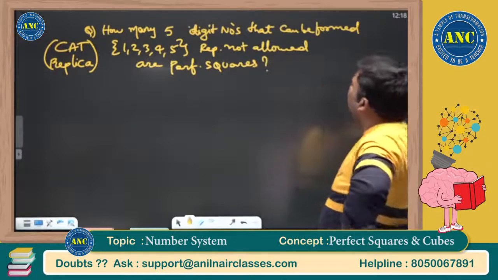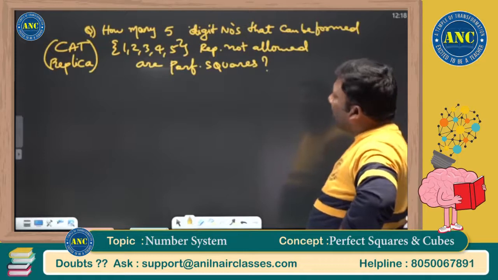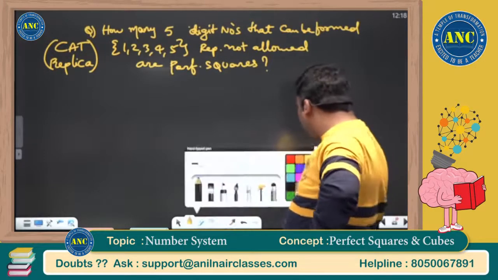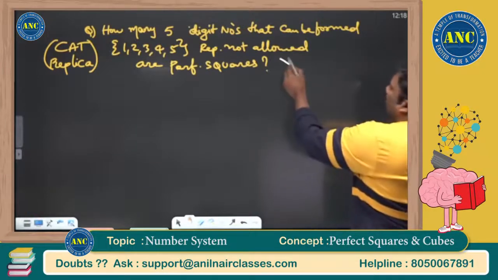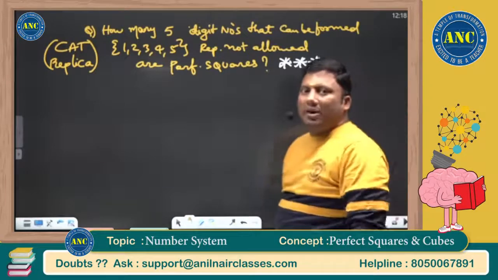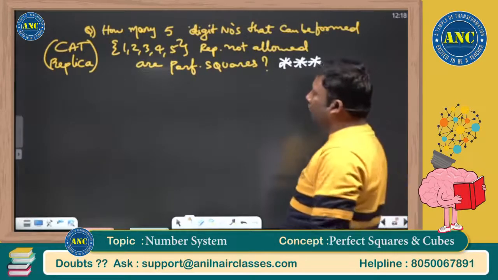How many 5-digit numbers can be formed using the digits 1, 2, 3, 4, 5? Repetition not allowed. How many are perfect squares? Now listen carefully. Beautiful question, sir. Put a star mark on this question. This is a very beautiful question. How many 5-digit numbers can be formed using the digits 1, 2, 3, 4, 5?